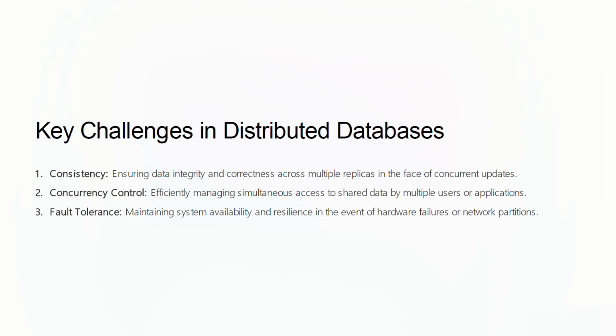In a distributed database, ensuring that all users see the same data at the same time, regardless of where they are accessing it from, can be quite difficult. For example, if a user in New York updates a record, a user in Tokyo should ideally see that update immediately.